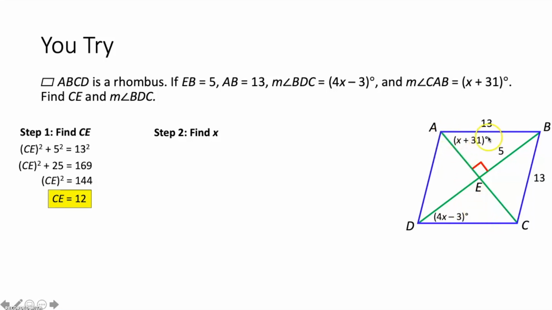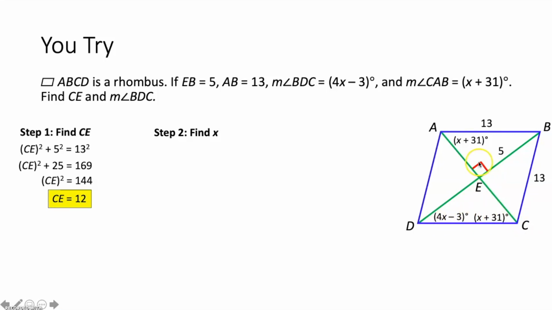Well, I know that this is a parallelogram because it's a rhombus, right? So if these two lines are parallel, cut by a transversal, segment AC, the diagonal, then these angles right here, angle BAC and angle DCA, would be alternate interior angles. So they would be congruent by the alternate interior angles theorem. You could also say that because it's a rhombus, both pairs of opposite sides are bisected. So this is x plus 31, this is x plus 31, this is x plus 31, and this is x plus 31. We now know that this angle is 4x minus 3, this angle is x plus 31.